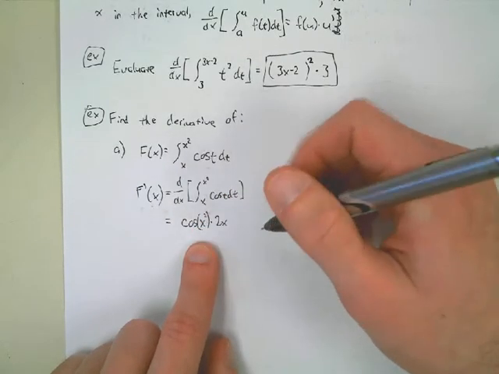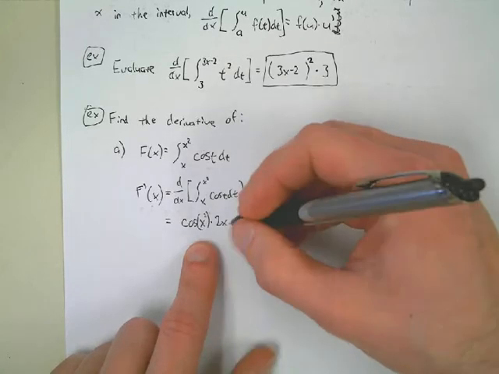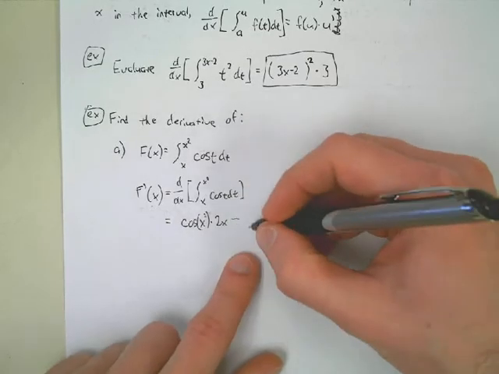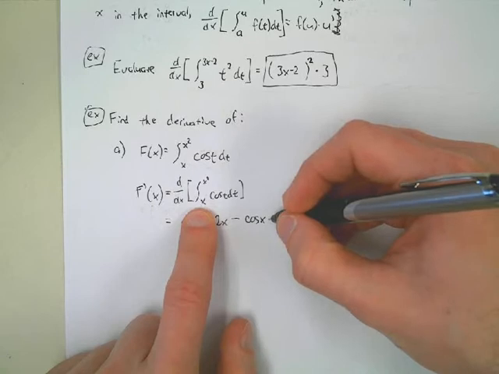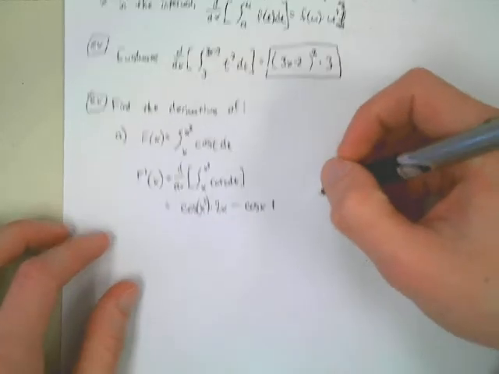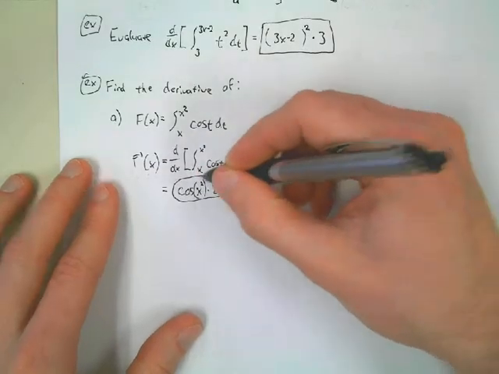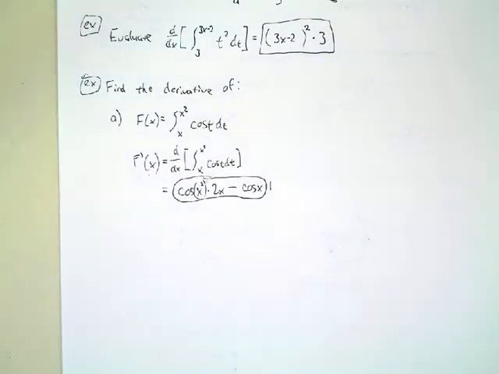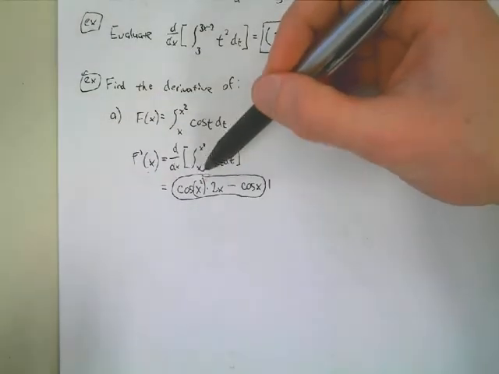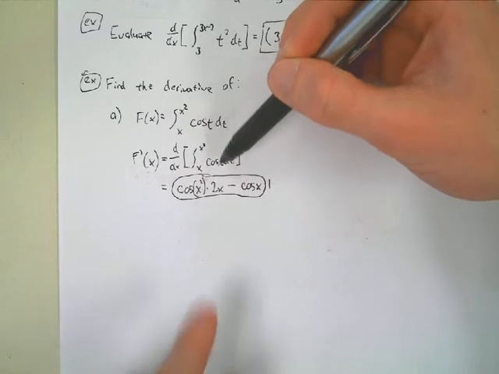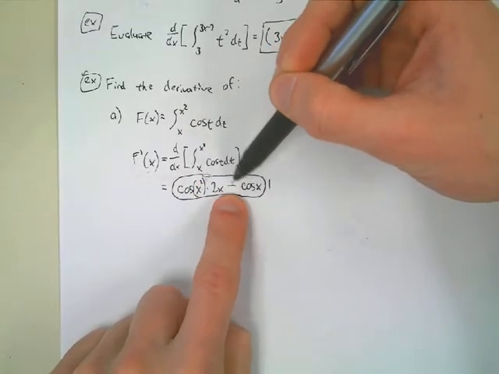But then our lower limit's no longer a number, it's actually an x. So what do we do with the lower limit? You subtract it: minus cosine x, and then the entirety of that times the derivative of x, which is just 1. So there it is. This is the derivative. So, Connor, to answer your question, when you have both a lower x and an upper x, you treat it like you normally would. Take the derivative, plug in x squared for the t, times the derivative of what's inside, minus the lower limit plugged in, times the derivative of what's inside. That's all there is to it.